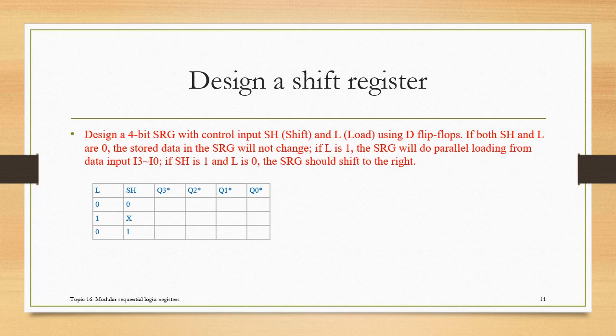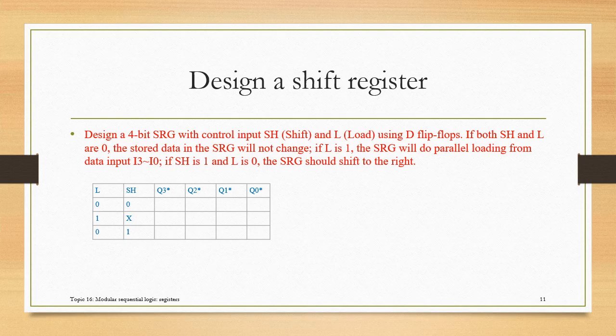If both SH and L are 0, the stored data in the SRG will not change. If L is 1, it doesn't matter what happens to SH, the SRG will do parallel loading from data inputs I3 to I0. If SH is 1 and L is 0, the SRG should shift to the right.